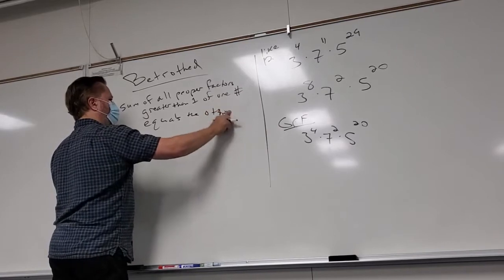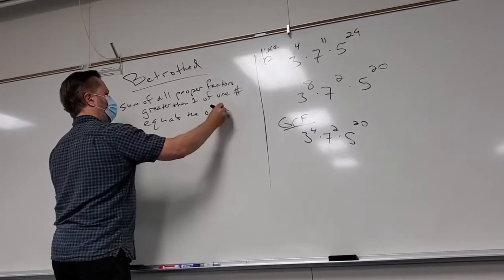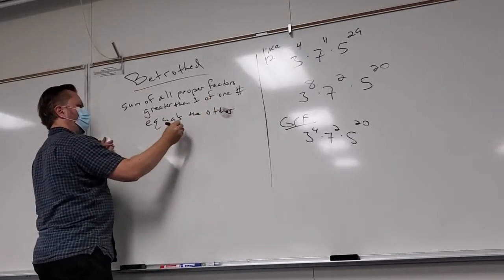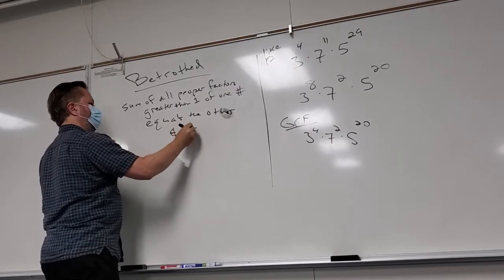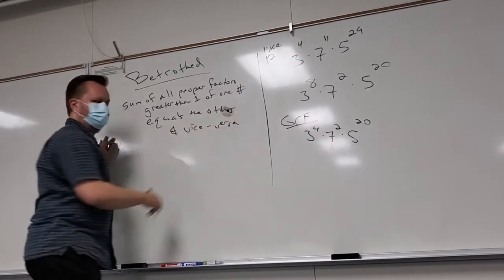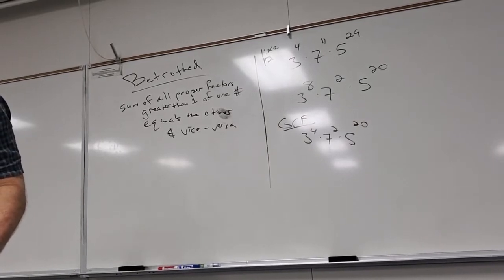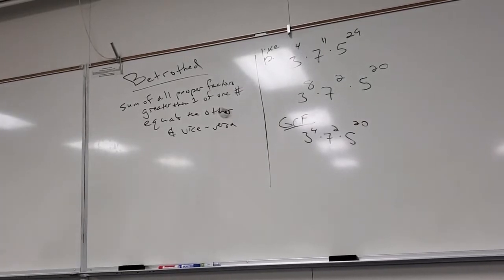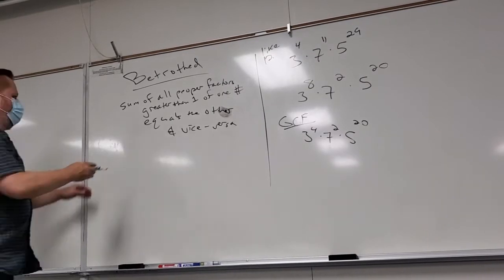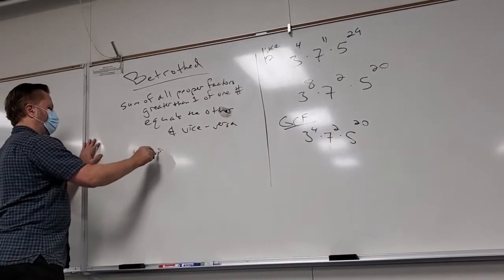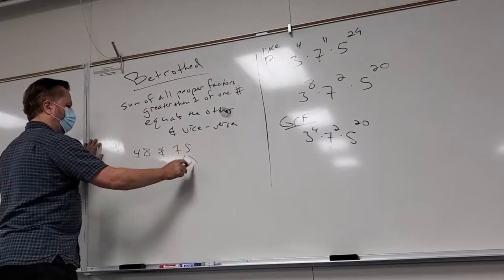All right. And vice versa. I like it. Cool. So they give us an example, right? 48 and 75 are betrothed. 48 and 75. What are the factors of 75?